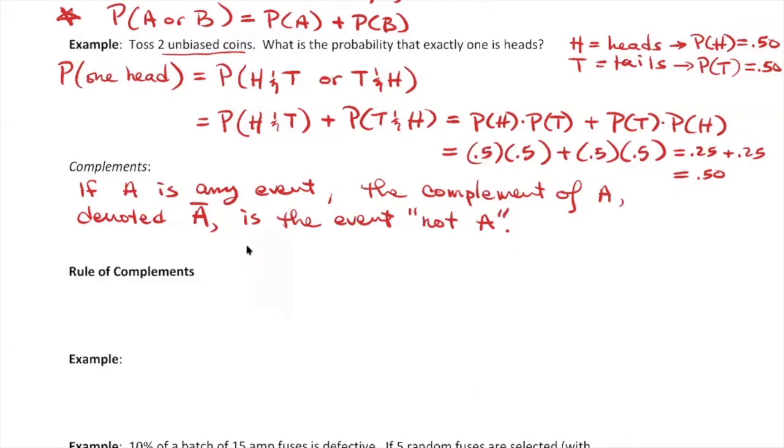Brian, I'm so sorry. I'm assuming you can't unmute yourself because you don't have a mic. So Brian Kwan's asking, can I explain the unbiased coins again? Do you mean just what it means to be unbiased?